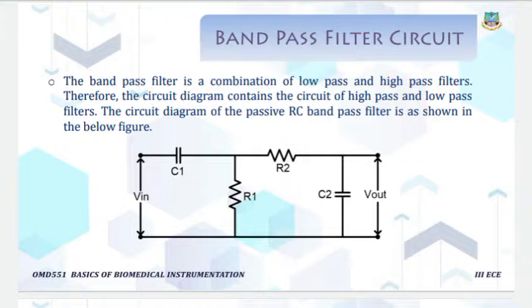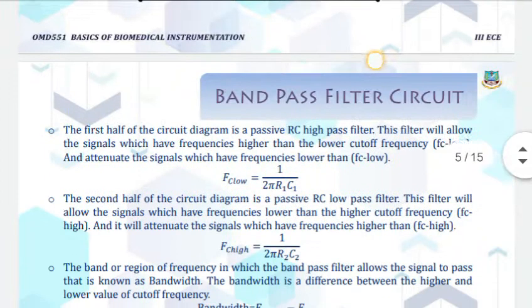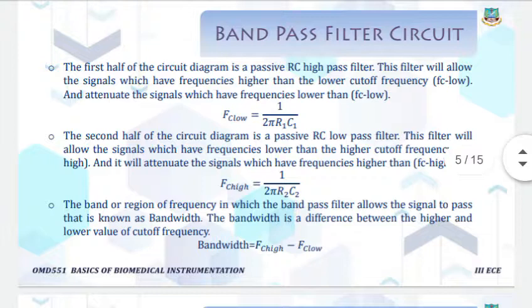This gives the frequency FC low, and this gives the frequency FC high. So what is the bandwidth? Bandwidth is the range of frequency within these two filters. So this is the explanation.